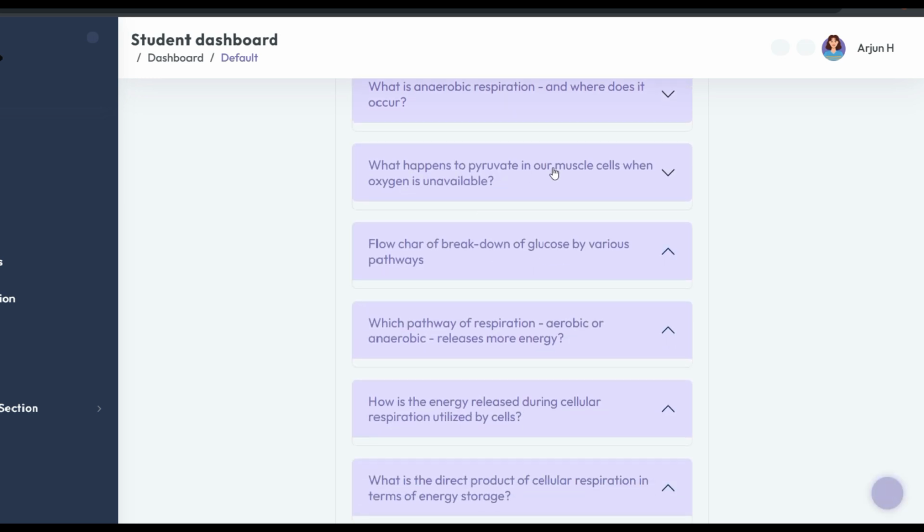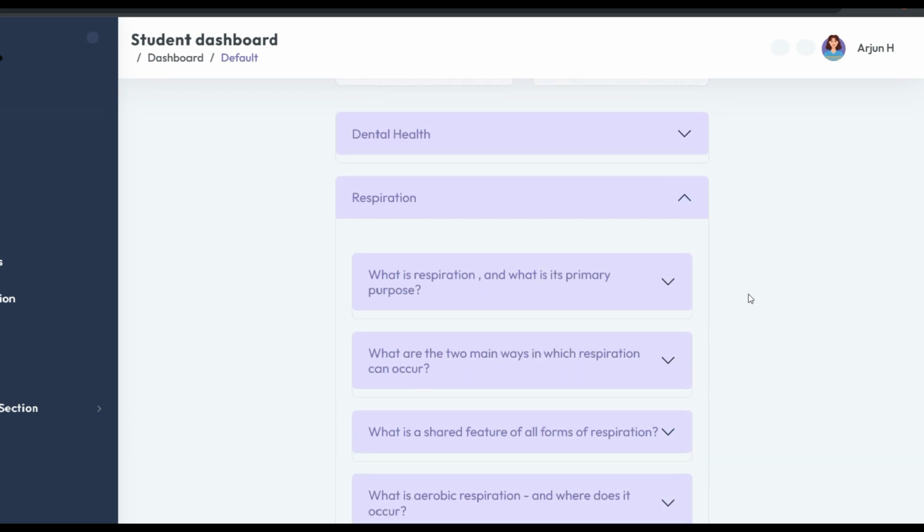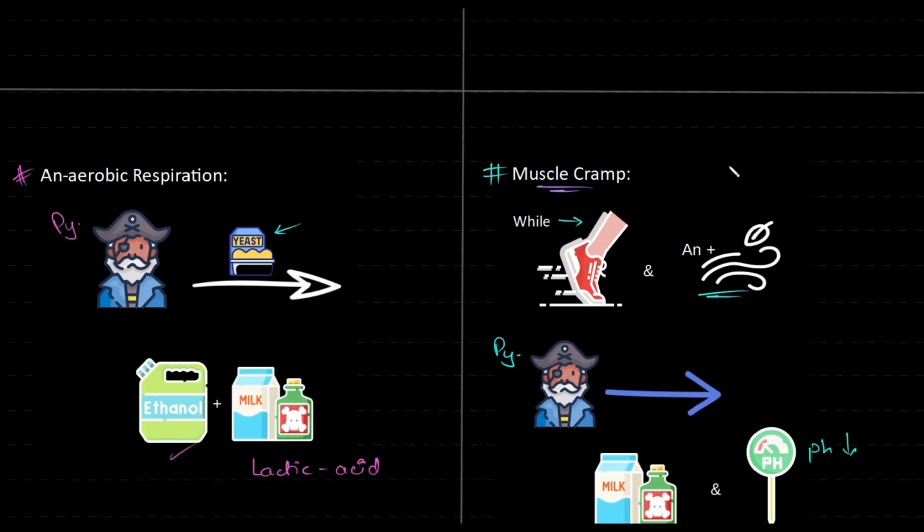What happens to pyruvates in our muscles when oxygen is unavailable? So oxygen deficiency in muscle leads to pyruvate being converted to lactic acid. This process ensures energy production during intense activity when oxygen is limited. You need the energy, there's no other option. So the body goes to this mode. This accumulation of lactic acid causes muscle cramp due to temporary pH change. Cramp can be resolved, or you can undo that, when oxygen level in those parts increases. Okay, so that is your respiration. Quite simple, right?